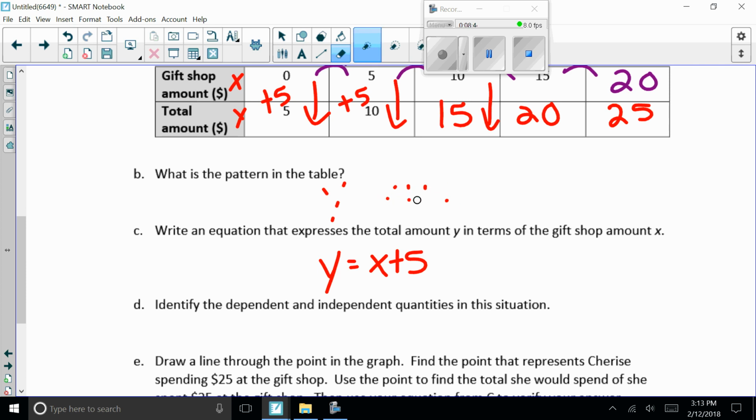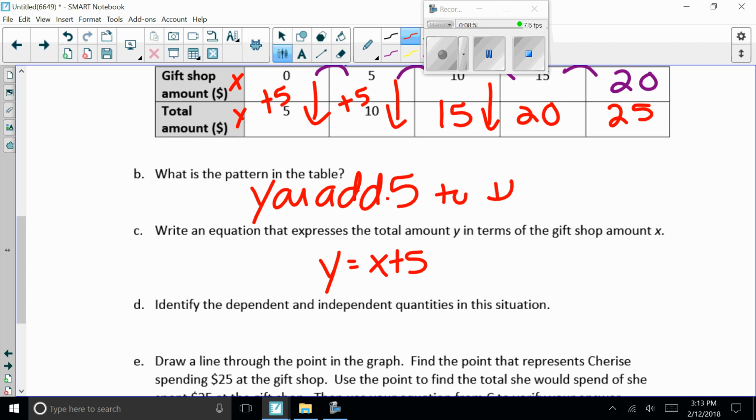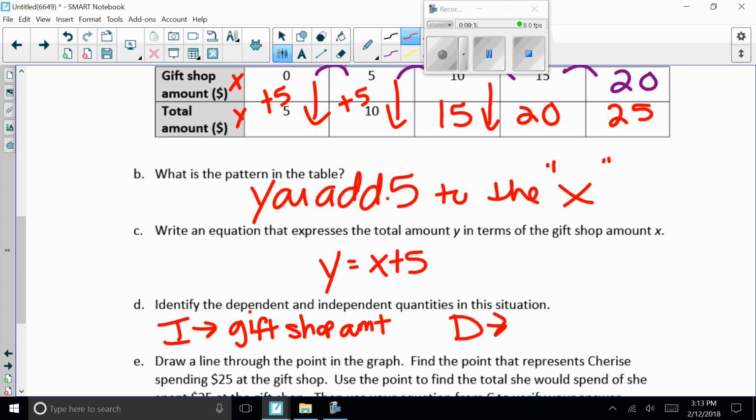I'm just going to put that equation into words. So what we're going to put in words is that you add 5 to the x each time. And remember that x is a placeholder. So we're going to identify the independent and dependent quantities. If you were like me and labeled your x and y on top, my independent variable is going to be my gift shop amount. My dependent variable is going to be my total amount because the total depends on how much you buy in the gift shop.